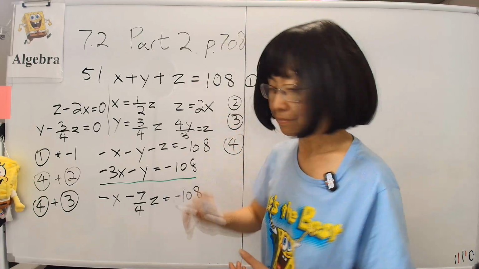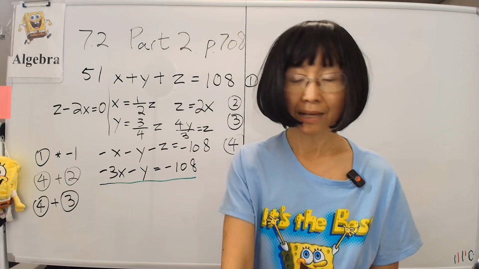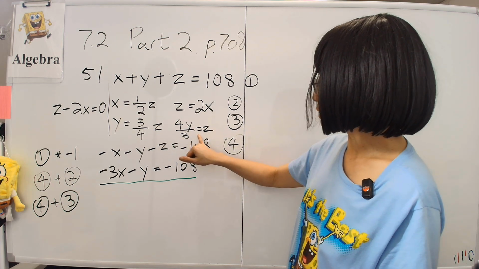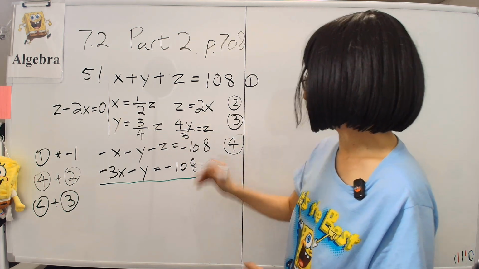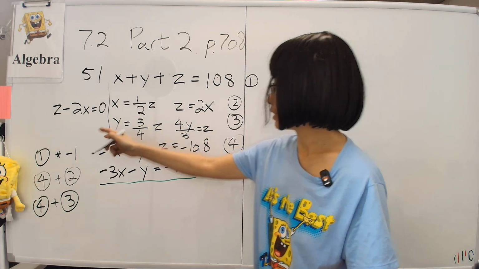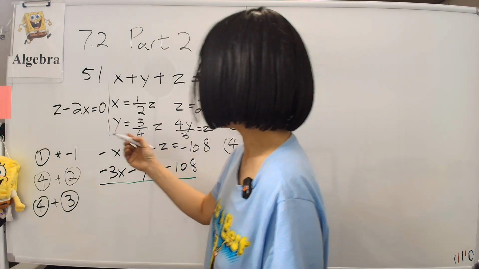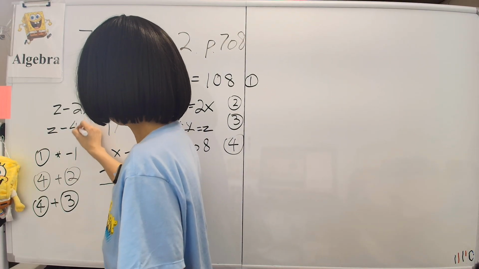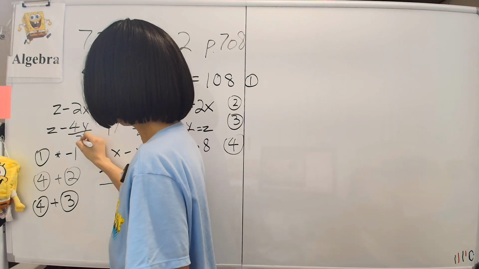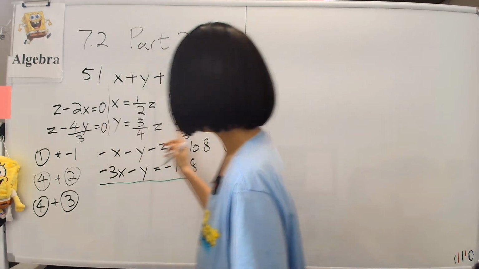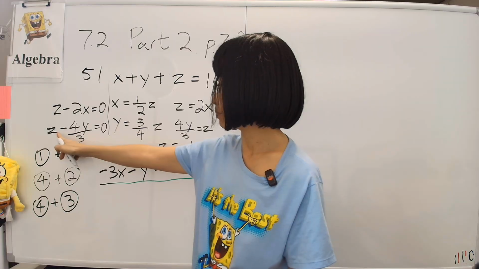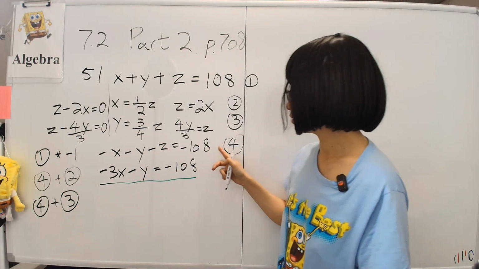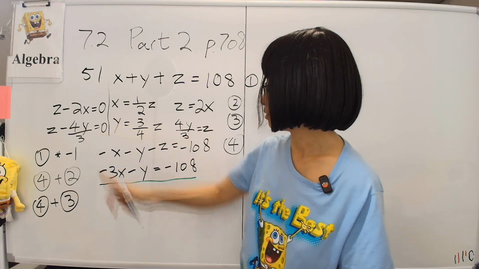All right, so I deleted what was here. And we're going to rewrite this thing with z positive. That is, rewrite it over here as z minus 4y over 3 equals 0. So I'm just rewriting this equation over there with a positive z. Okay, now let's add equation 4, which is this thing, to equation 3 over here.